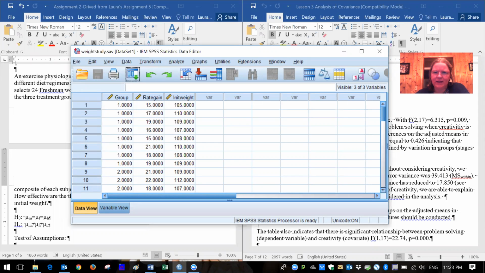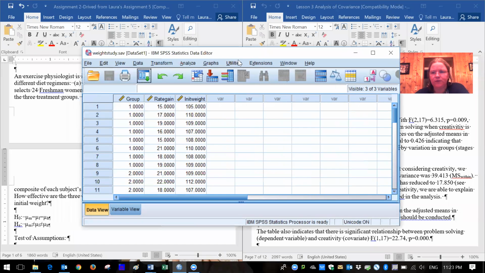Hey, good evening, guys. Okay, so this is assignment 2, question 2 about the weight study, about the macrobiotic low fiber and high fiber in the 24 freshman women.